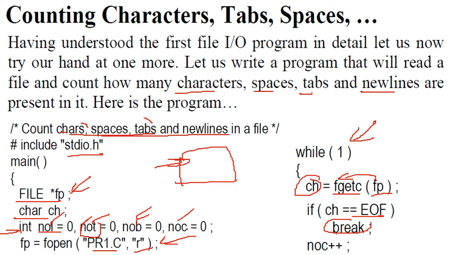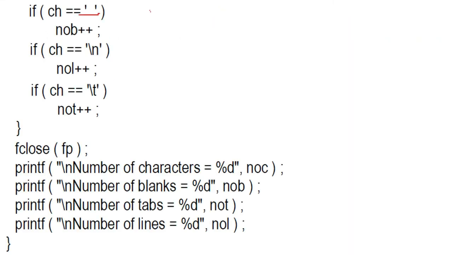Every time we read a character, we increase NOC, that is, NOC is nothing but number of characters, so NOC++. But if we get a space, if we get a blank, we do NOB++, so NOB is for the spaces. If we get a \n, that is we have a new line, NOL++. If we get a tab, we increment NOT++.